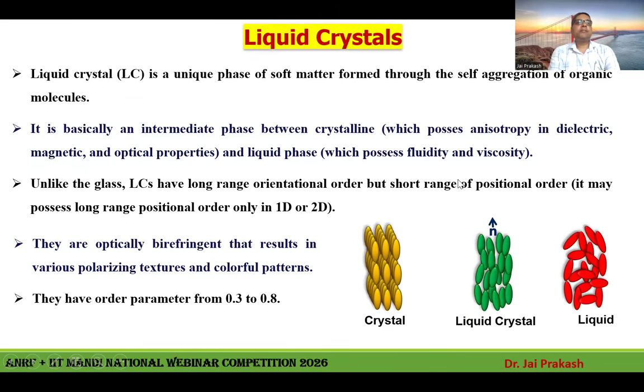So what is the liquid crystal? Basically, the liquid crystal is a unique phase of soft matter formed through the self-aggregation of organic molecules. It is basically an intermediate phase between the highly ordered crystalline and isotropic liquid phase. Unlike glass, liquid crystals have long-range orientational order but short-range positional order. They are optically birefringent, which results in various polarizing textures and colorful patterns. They have an order parameter ranging from 0.3 to 0.8.